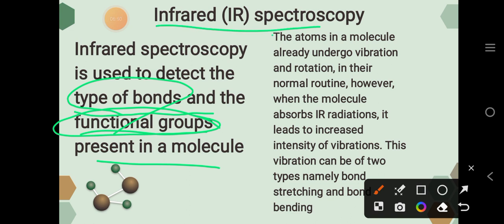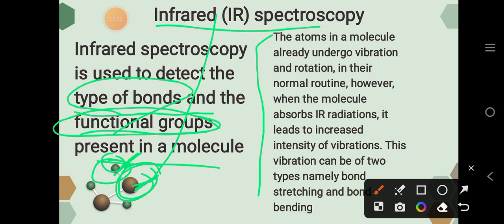The atoms in a molecule already undergo vibration and rotation, we know. Suppose this is an atom, and this is another atom. They vibrate, they are not still, they are not stagnant, so they vibrate in their normal routine. However, when the molecule absorbs infrared radiation, it leads to increased intensity of vibration. If these atoms absorb infrared radiation, their vibration will increase, right? And this vibration is of two types, namely bond stretching and bond bending.